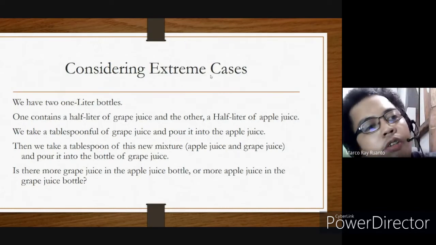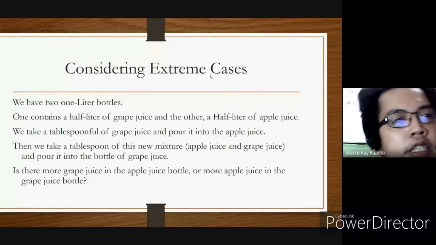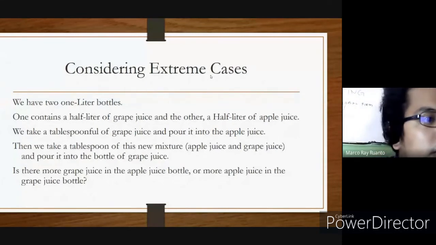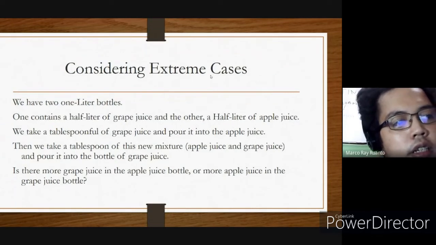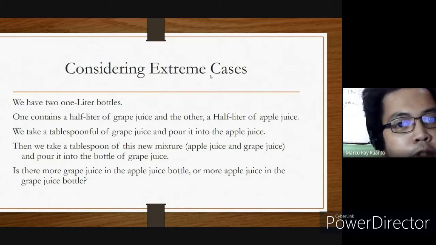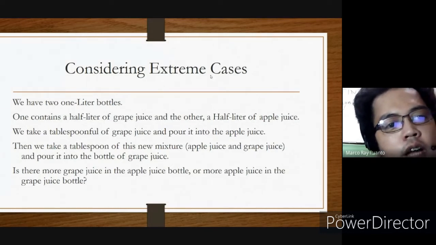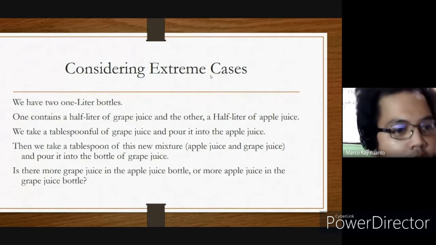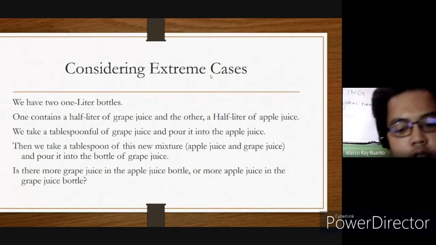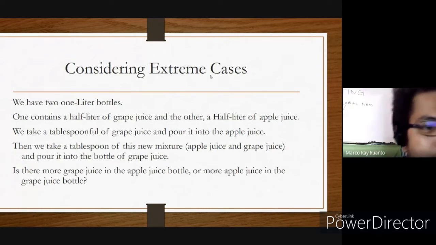So let us try to apply considering extreme cases to this problem. Let's say we have two 1-liter containers of water. One contains grape juice and the other apple juice. We take a tablespoon of grape juice and pour it into the apple juice. Then do the same from the new mixture of apple and grape juice: you take one tablespoon and transfer it to the grape juice. And so on, you mix it that way.